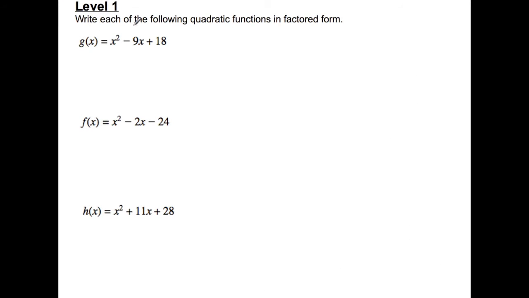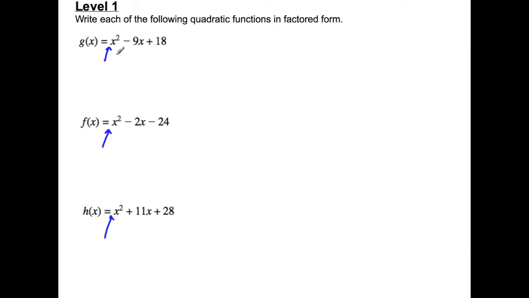Level 1 factoring. So these are all examples of level 1 factoring because we have no coefficient in front of the x squared term. So it's just a 1 out there, so we don't have to write it. Okay, so if you've got a 1 out there, it's level 1 factoring.